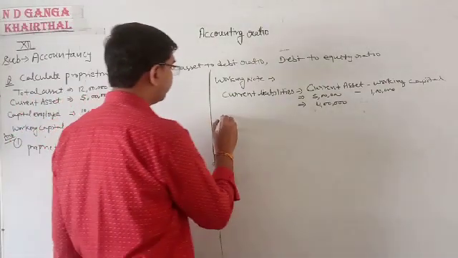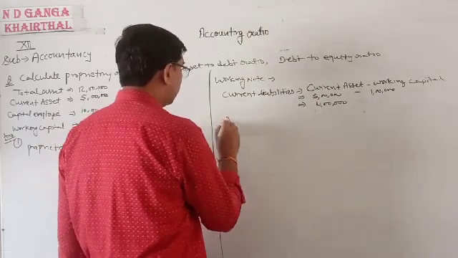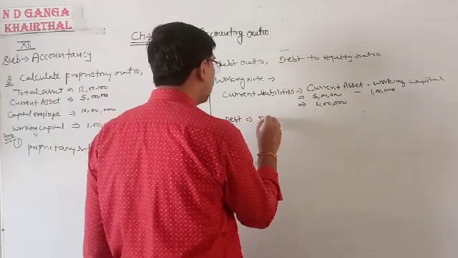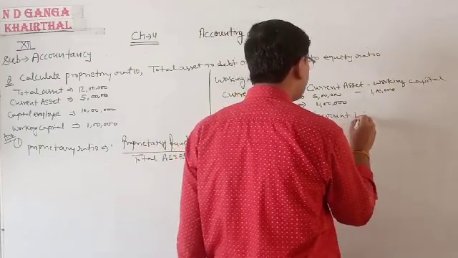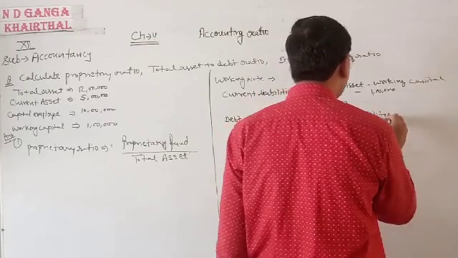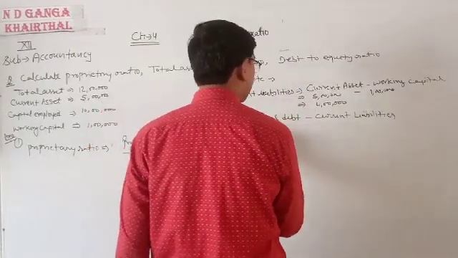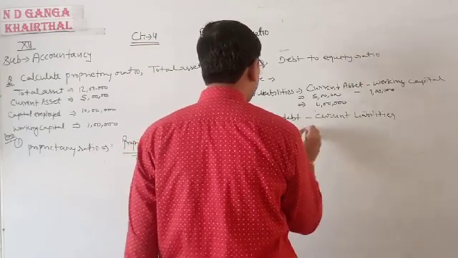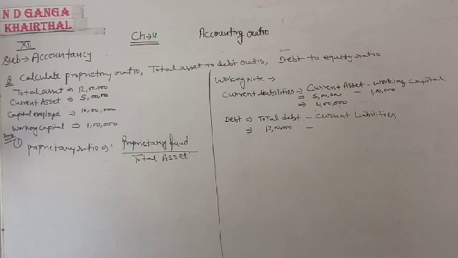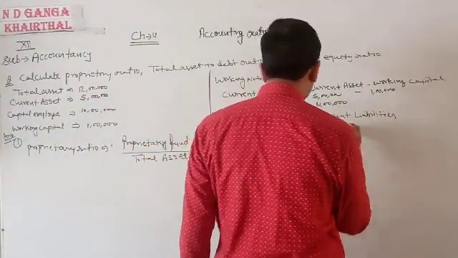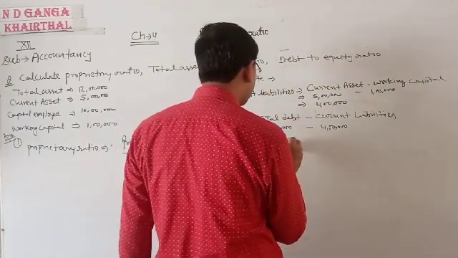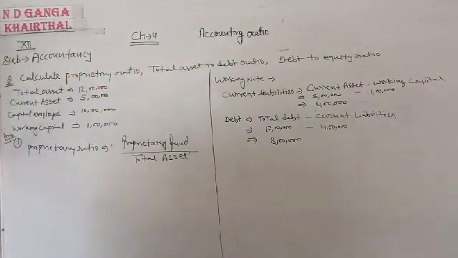Debt equals total debt minus current liabilities. Okay, so total debts in this question is 12 lakh minus current liability of 4 lakh. So debt equals 8 lakh rupees. Okay, so we have calculated current liabilities and debt.